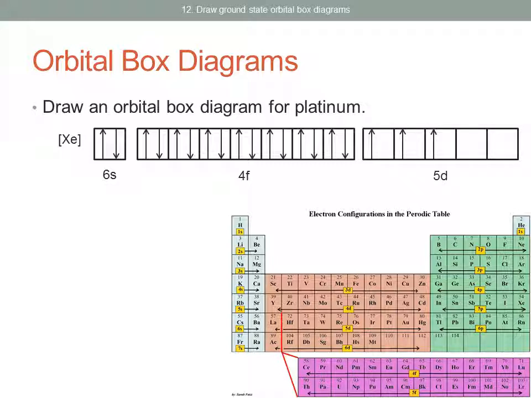So the first 5 are going to fill each of the 5 orbitals with a positive spin. And we still need 3 more. So those 3 are going to go back and start pairing up with negative spins. And there would be the orbital box diagram for platinum using noble gas notation.